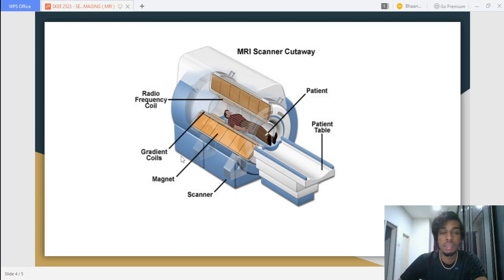So this is the basic structure of the MRI scanning machine. As you can see, it is a circular cylindrical shape where the human goes through the middle, and surrounding it are the radio frequency coil, gradient coils, the magnets, and below it are the scanners.